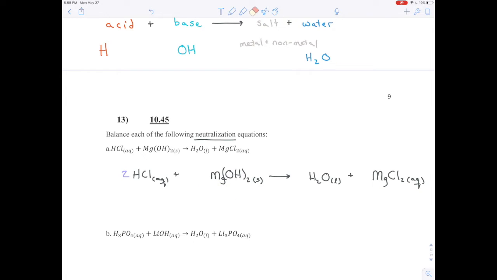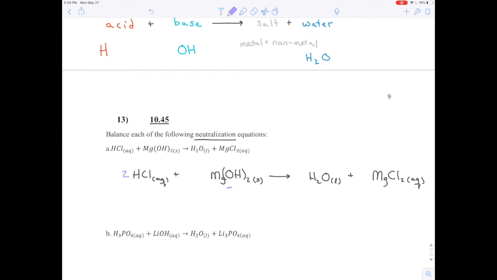Okay, now that we've balanced everything that's not oxygen or hydrogen, we can start to balance the oxygens and hydrogens. Now, I would encourage you to balance the oxygens first, because notice hydrogen is on more than one thing on this left side. So it's going to be harder to keep track of that than it would be to track the oxygen, which is only on one thing on each side.